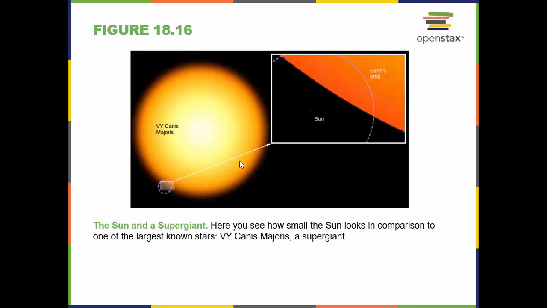If we look at a supergiant star, here we show it in relationship to the sun, and it's just amazing. This is the orbit of the Earth, that dotted blue line, and the sun's in the center, and then we see VX Canis Majoris, which is a supergiant star.